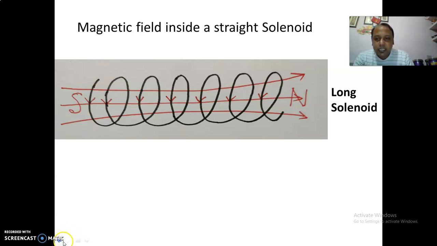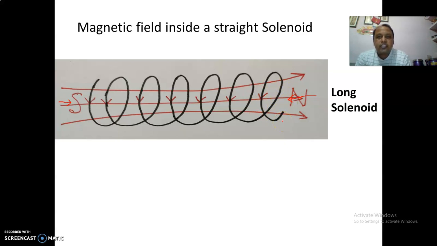If we see the solenoid from one side, suppose we consider this side, then the direction of current will be such that it appears to be clockwise. This face will behave as the south pole. Whereas if we see through this side, we will find that the direction of current is anti-clockwise. It behaves as the north pole.